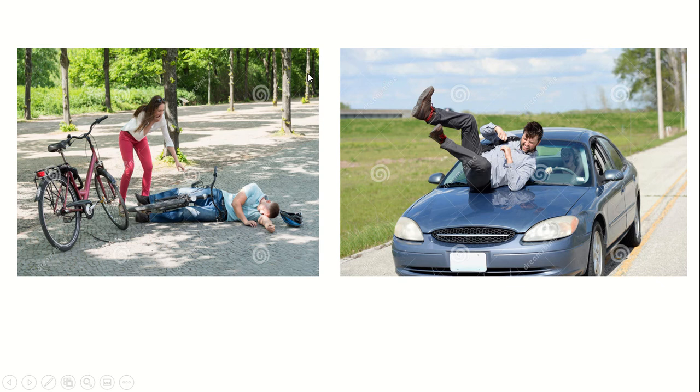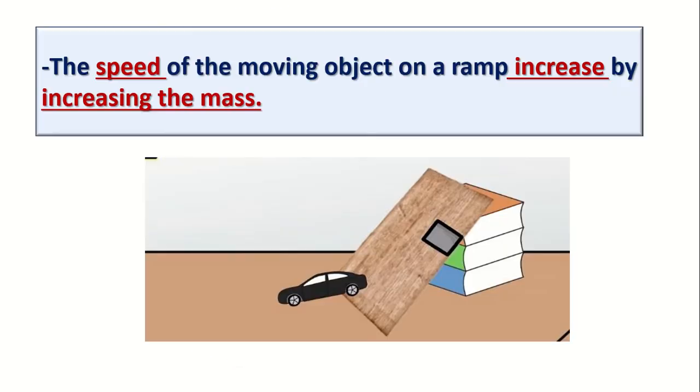Like that. So the bicycle will cause just some damage, but with the car, the life will be in danger. So again, a big mass vehicle causes more damage than small mass vehicles.